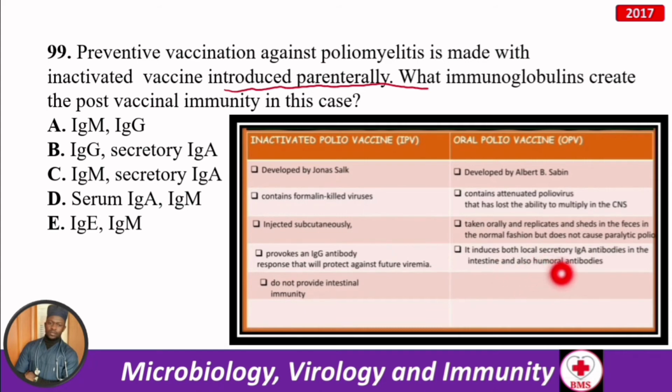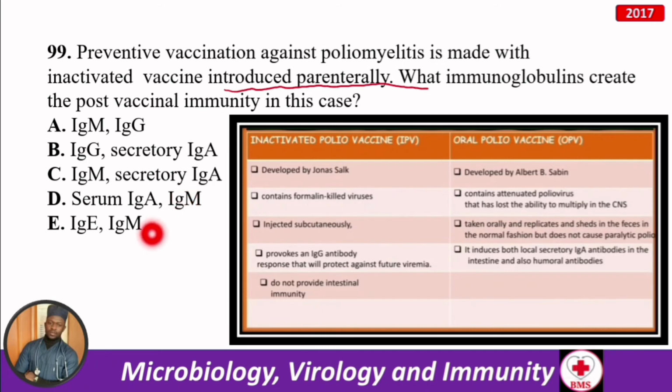So in this question, parenteral, definitely we know that is inactivated polio vaccine. But what kind of immunity? There is no local immunity, so you need to remove IgA among your answers. So you just remove 1, 2, 3.